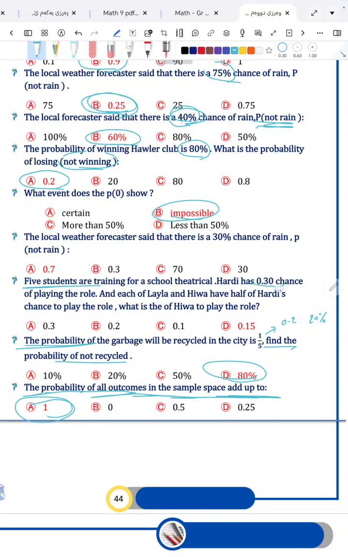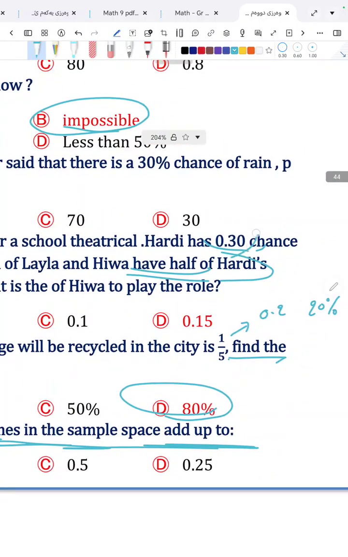Okay. Now we have 5 students training for a school. Hardy has 0.30 chance. What's the probability? Okay, sorry, it will be half of Hardy. So what's half of 0.30? It's 0.15.